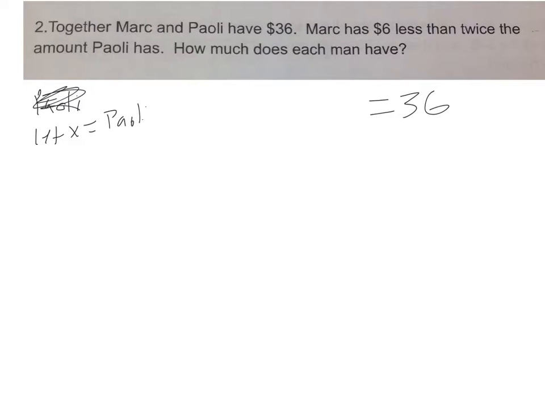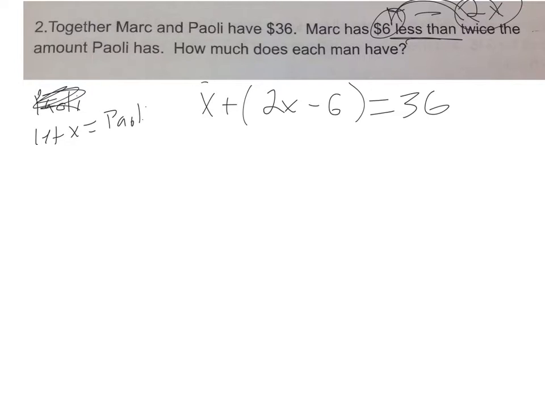Now, let's read this, okay? Together, they have $36. So we have Paoli's amount, which is x, plus whatever Mark's amount is. Mark's amount is $6 less than twice the amount of Paoli. So that's 2x. But remember, the 6 and the 2x have to switch because of the words less than. Less than is freaky. So you're going to have 2x minus 6. So now, at this point, we have like terms. We don't need the parentheses. I just put it there to represent Mark's and then Paoli's.